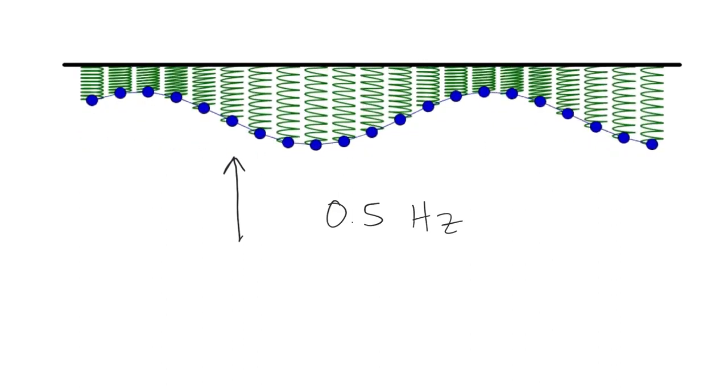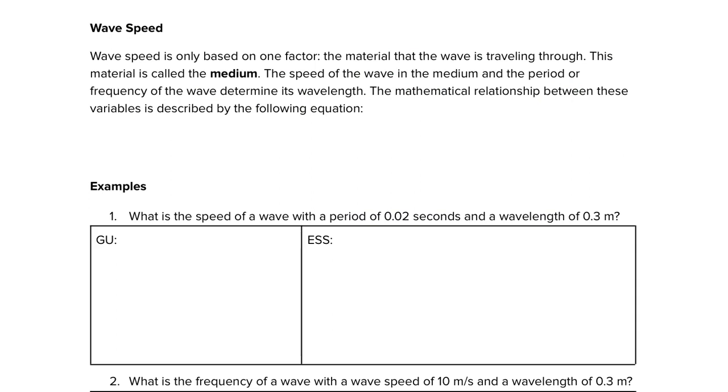So measuring the period and frequency on a wave is just like doing it as we did for the pendulums and for the springs, just you'd be looking at one specific point on the wave. Now, if you flip over to the back of your notes, you're going to see a little bit about wave speed. So waves can go really fast, they can go really slow, and really the only determining factor is whatever material that the wave is in.